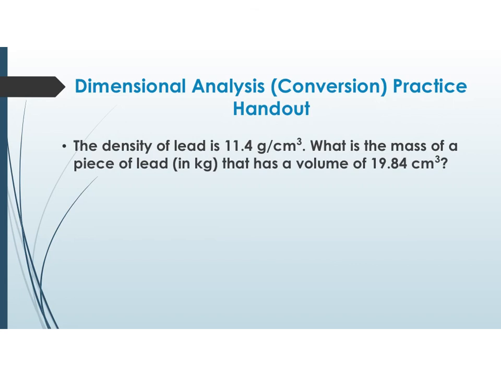Alrighty. The density of lead is 11.4 grams per cubic centimeter. What is the mass of a piece of lead in kilograms that has a volume of 19.84 cubic centimeters? This is the last one that we're going to do together, so if you want to pause right now and give yourself a chance to try this on your own, please do so, and just press play when you're ready to hear the answer.